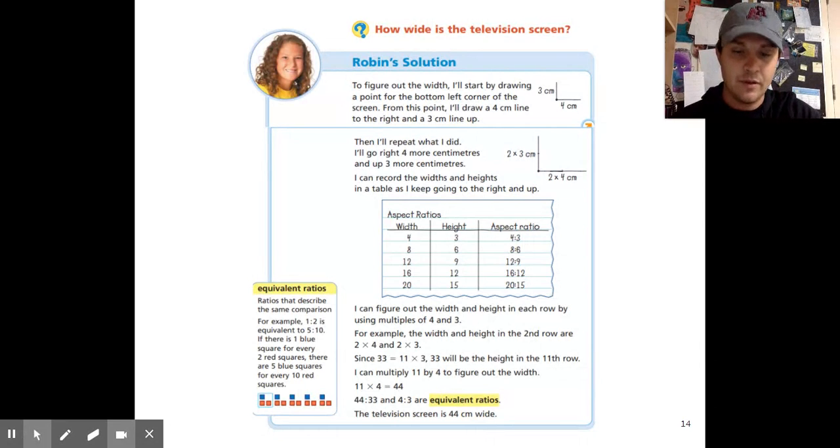11 times 4 equals 44. 44 to 33 and 4 to 3 are equivalent ratios. The television screen is 44 centimeters wide. Excellent work, Robin.